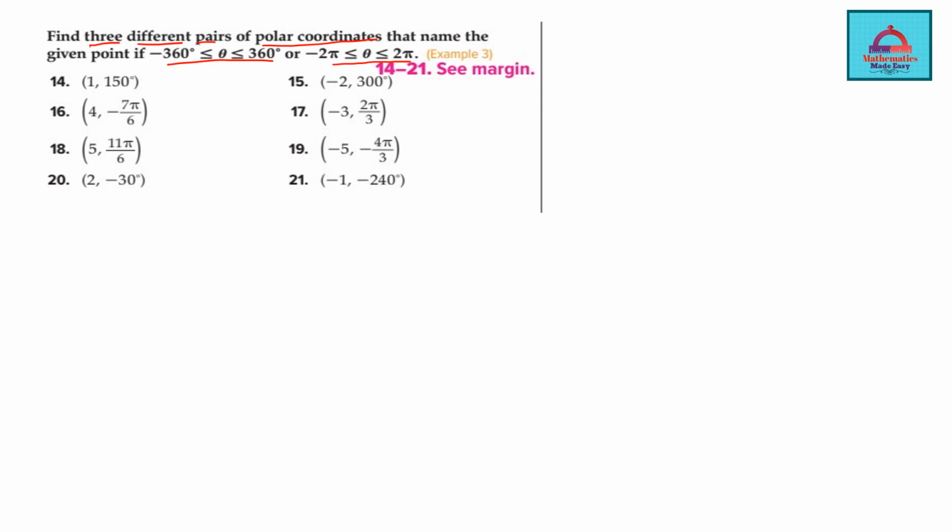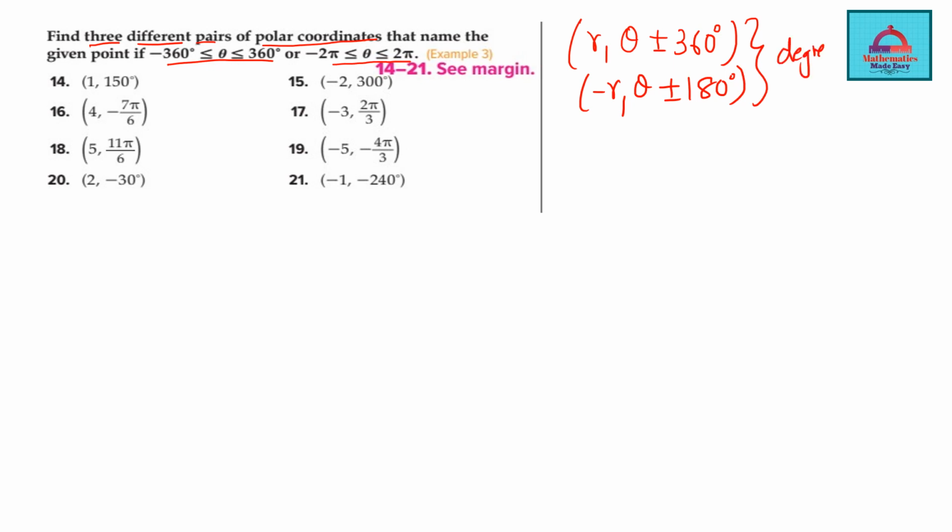Okay, now what is the concept that we'll be using? If we are having the angle in degrees, then the points will be r comma theta plus minus 360 degrees. This will be the three different pairs of polar coordinates, or it will be minus r comma theta plus minus 180 degrees. Okay, this is when the angle is given to you in degrees. So these are the points that will be giving you the three different pairs. I will just show you for question 14 how we apply this concept.